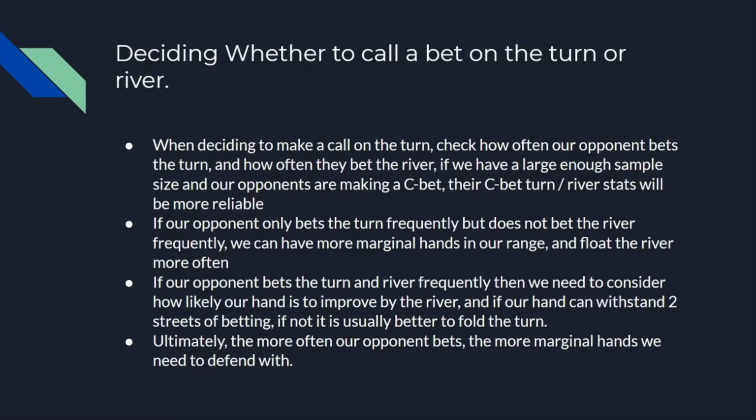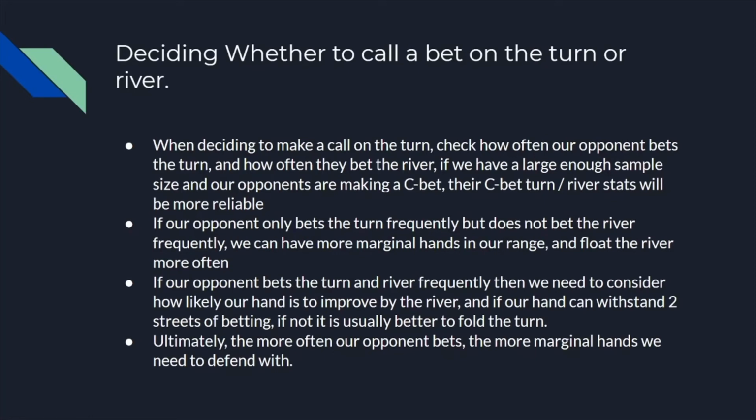The next category focuses on what to do when we are facing a bet on the turn and river. So the most obvious thing to check when facing a turn and river bet is just how often our opponent bets on the turn and river. And we can do this generically in the pop-up tab by just seeing how often they bet any turn or bet any river. And once we get a large enough sample size on our opponent, we can start to check the specifics. Most importantly, their c-bet turn or c-bet river, if they are making a c-bet, or how often they donk or float, or all those different types of bet types.